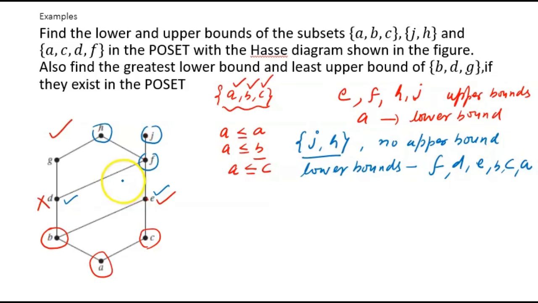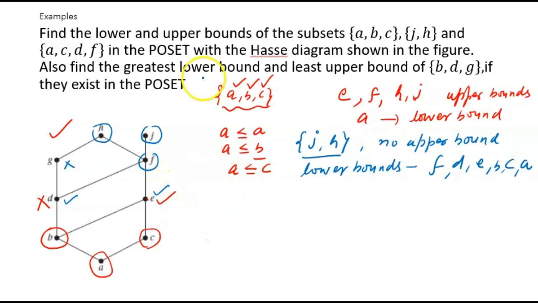So A, B, C, D, E, and F all are lower bounds. But G is not a lower bound, because you can see that G is less than H, but G is not less than J. So G is not a lower bound. All other elements like A, B, D, C, and E, F are lower bounds. How many of them are there? 1, 2, 3, 4, 5, 6. Here we have noted down the 6.